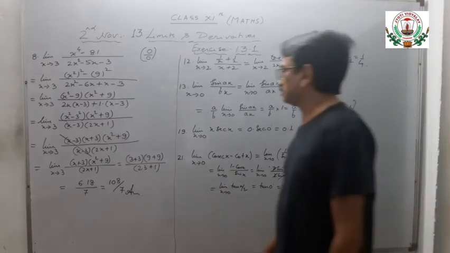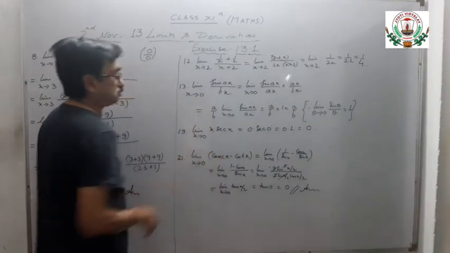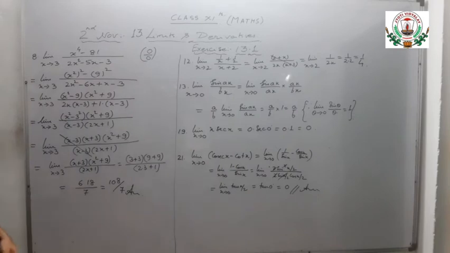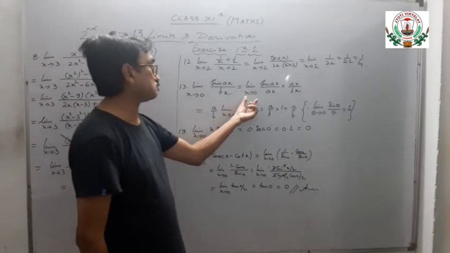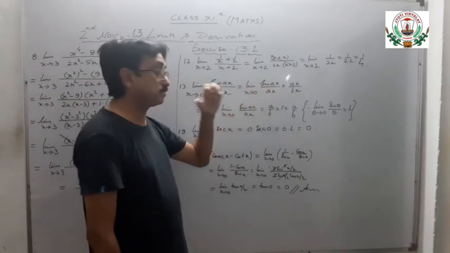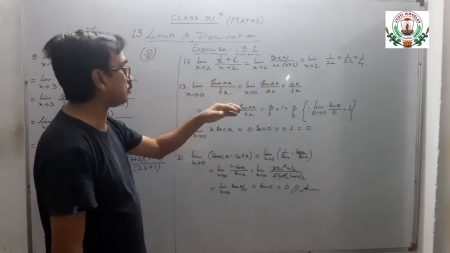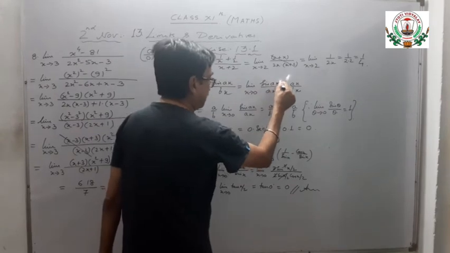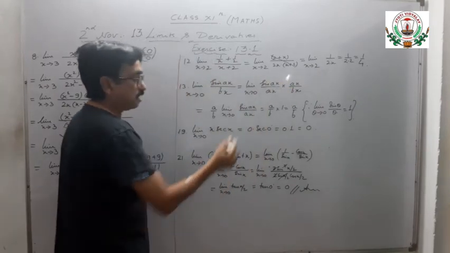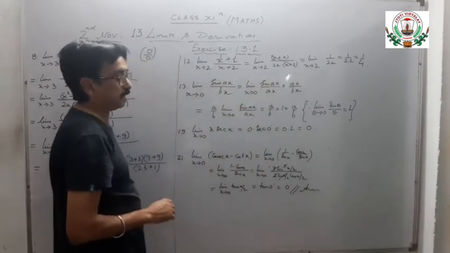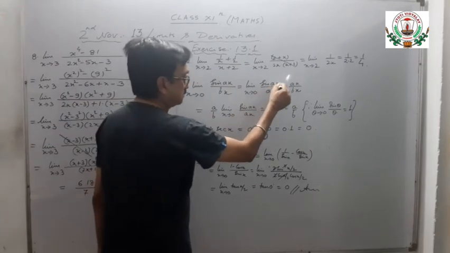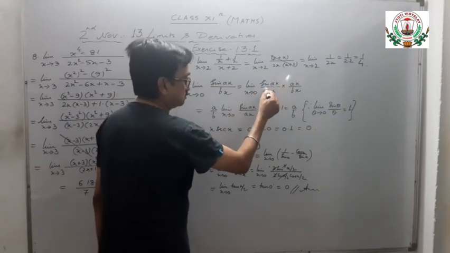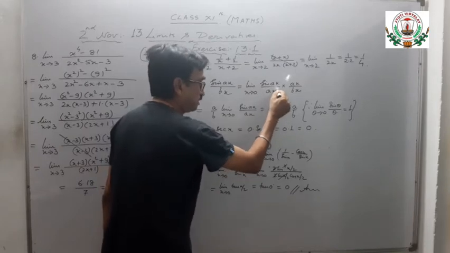Now the 13th question, limit x tends to 0 sin ax upon bx. Here we are going to multiply the numerator and denominator with ax. As here the angle theta is our ax, we can't take a out of the angle. So ax is the complete theta, and there must also be an ax in the denominator.